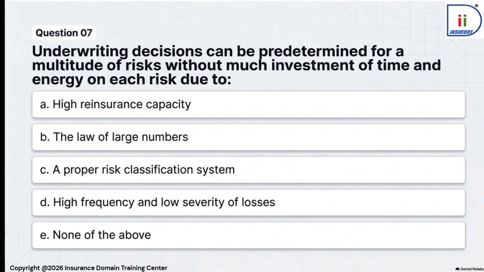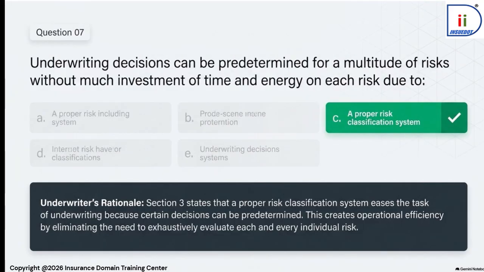Have you chosen the answer? Pause the video if you need some more time. The correct answer is option C. A proper risk classification system. A proper risk classification system eases the task of underwriting because certain underwriting decisions can be predetermined, eliminating the need to exhaustively evaluate each and every risk.